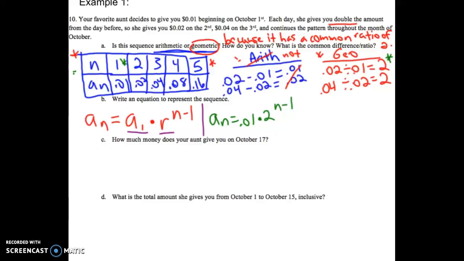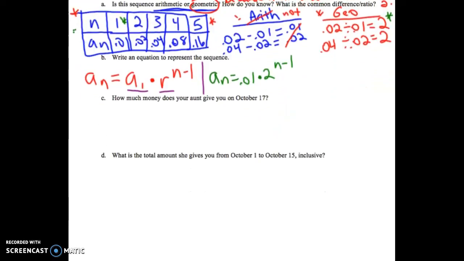The explicit formula is very important because that will help you find any term number that you want, and that's what it's going to help us find in part C. How much money does your aunt give you on October 17th? Now, when you first read this, she begins with giving you a penny. That's pretty minuscule. You're going to think, that can't be a lot of money by the end of the month. But you'll be surprised how quickly it grows because it's geometric and it's doubling each time. So, October 17th just represents the term. In this case, hopefully you guessed it, I want to know the 17th term.